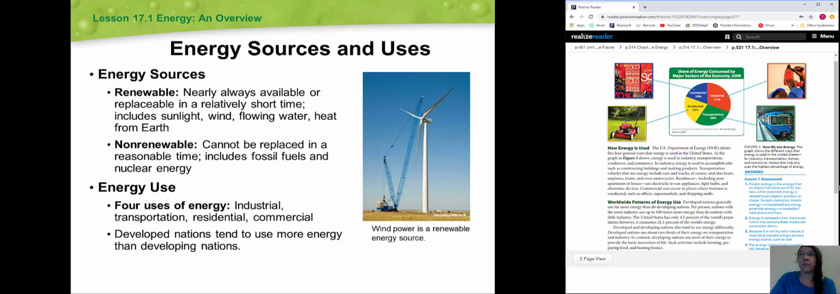So there are four main uses of how energy is used. We can see in the graph at the top of your textbook that 19% is used for commercial purposes, 31% for industrial purposes, 28% for transportation, and 22% for residential.